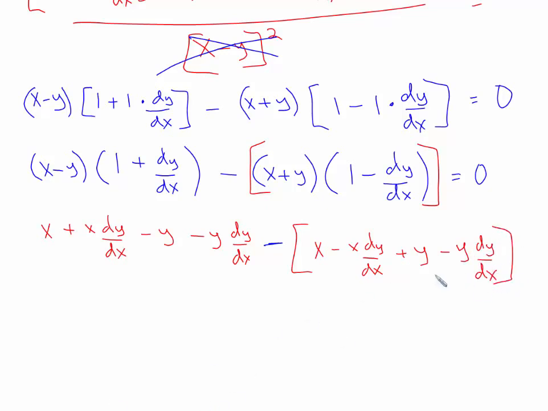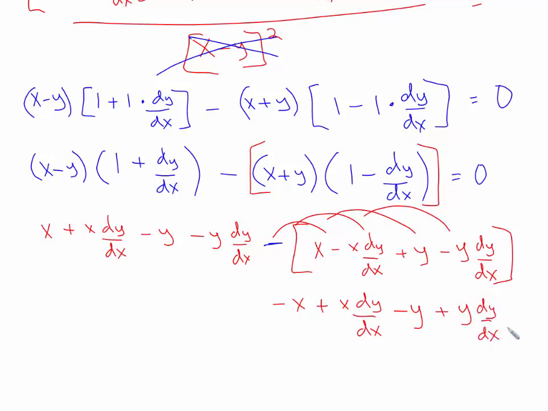And then we're going to distribute the negative. So here's where the algebra is really important. We have to FOIL this first to get this, and then distribute the negative. So we get negative x, and we're distributing the negative, so positive x dy dx, and then negative y, and then positive y dy dx. And then we have all this over here.